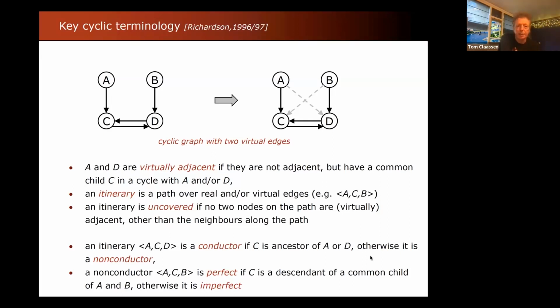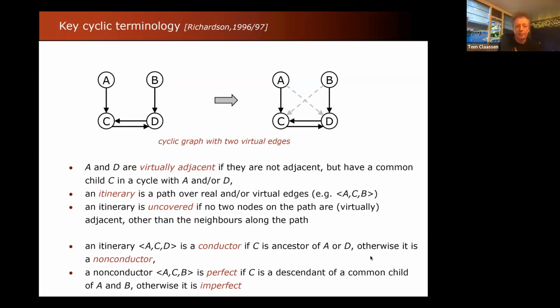So the itinerary ACD, in this case, if you look at the graph on the left-hand side, it's a conductor if C is an ancestor of A or D, and otherwise it's known as a non-conductor. For conductor, you could think of the extension to a non-collider, and the non-conductor would be a collider in the standard case, the V structures. And a non-conductor ACB in this case, for instance, you can see that it's a non-conductor. It's an itinerary from A to C to B, and it's not a conductor, so it's a non-conductor.